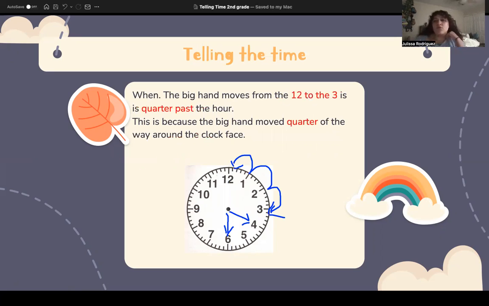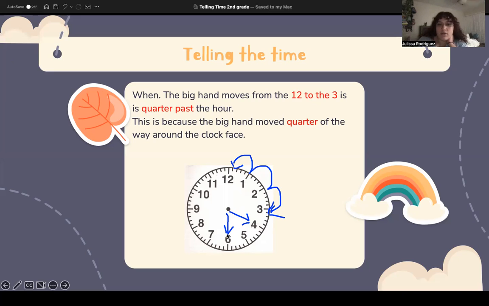When the big hand moves from the 12 to the 3, so how I indicated, that's 5, 10, 15. That is a quarter past the hour. So for instance, here how I have it down here.